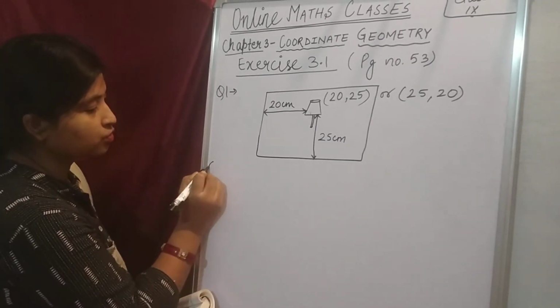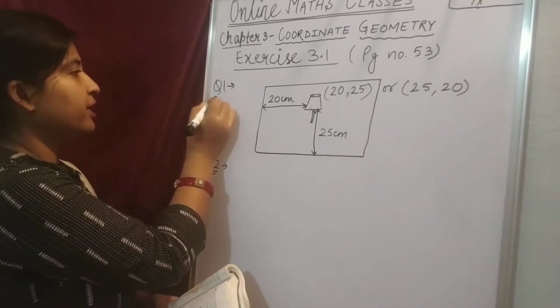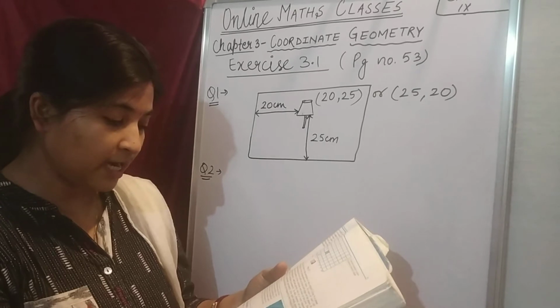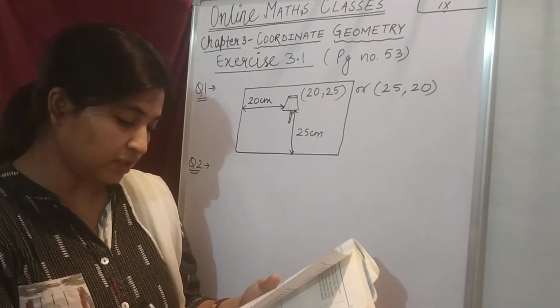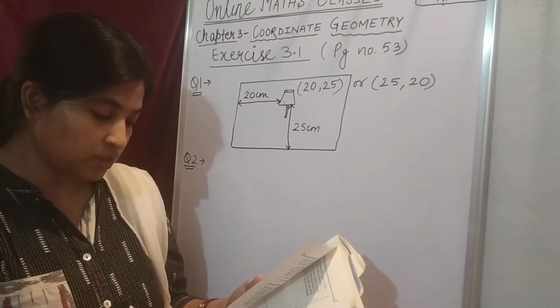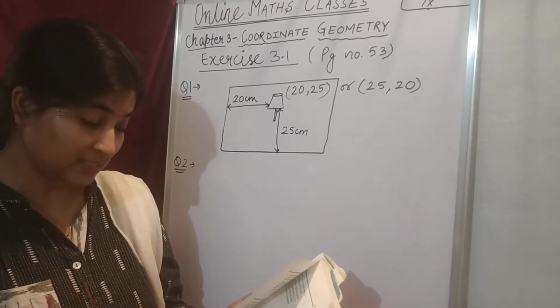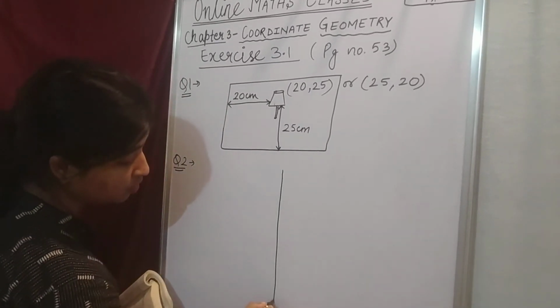I think you have understood question number one, all of you. Yes, question number two. Street plan. A city has two main roads which cross each other at the center of the city. These two roads are along the north-south direction and east-west direction. There are two roads in the direction of north-south.